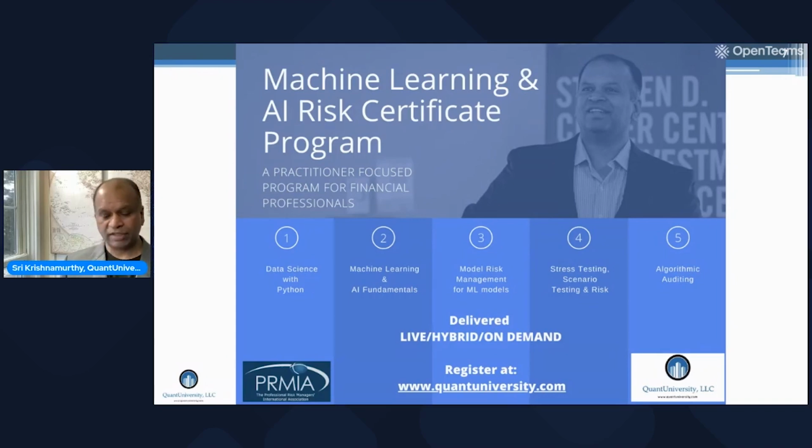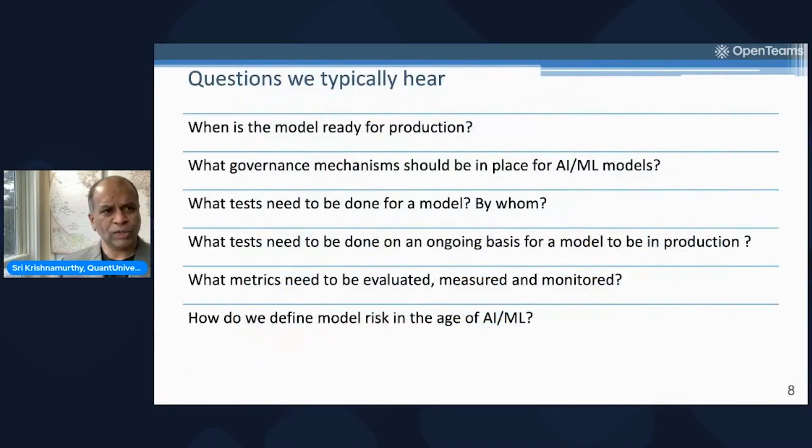And that's where I had a chance to collaborate with Agus. Some of the questions we always see when it comes down to working in a production realm is, when do you say that the model is ready for production? And that's a very loaded question, because is it when the developers are done with testing? And if so, what kinds of tests? And then what kinds of governance mechanisms should be there for AI and machine learning models? And what kinds of tests need to be done? And by whom? Should the developers be doing the testing? Should the model risk management team, if there is a formal one in an enterprise, be doing the testing? Or should there be an independent algorithmic auditor who should be doing the testing?